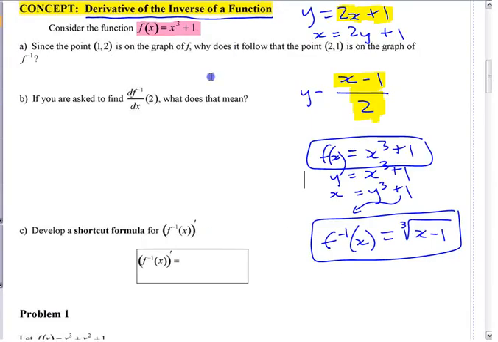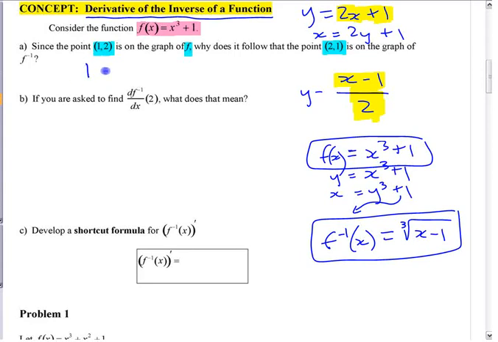So let's first see what it's asking you to find here. Number one, we have to be okay with the last concept here, which is if that point is on the graph of the original function, that point is on the inverse, right? Why does that work? Because it is.